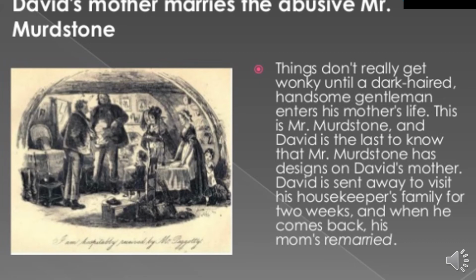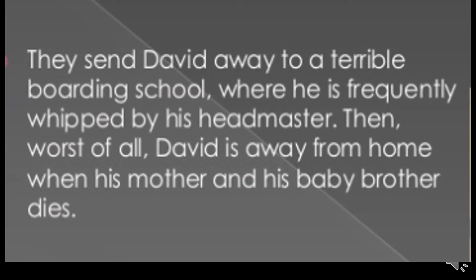Mr. Murdstone's sister went to live with them and helped David's mother run the house. And Miss Murdstone did everything in the house. David's mother sat by the fire all the day, looking pretty. David was very unhappy living with his mother and his stepfather. He wasn't allowed to play with his friends, didn't even go to school. He was educated at home and led a very lonely and sad life.